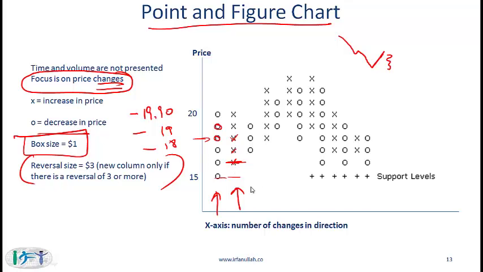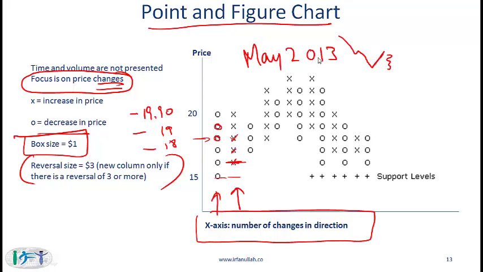So there are two main points related to this figure that you might be tested on. One is recognizing that with the point and figure chart, the x-axis represents the number of changes in direction. So if you look at a point and figure chart for a given month, say May 2013, then the number of columns that you see gives you an indication for how many reversals there have been, or in other words, how volatile this particular security is.